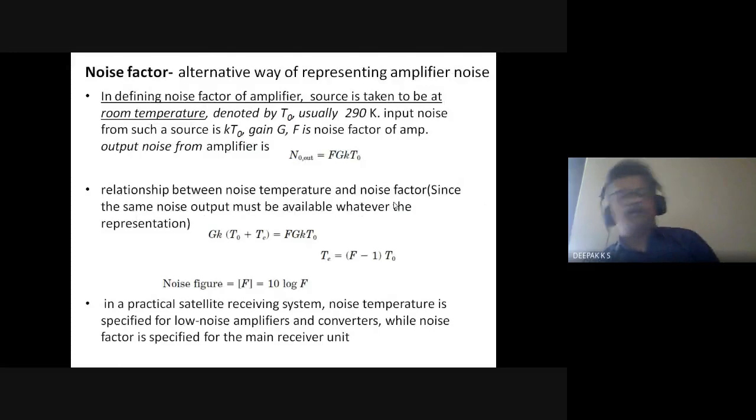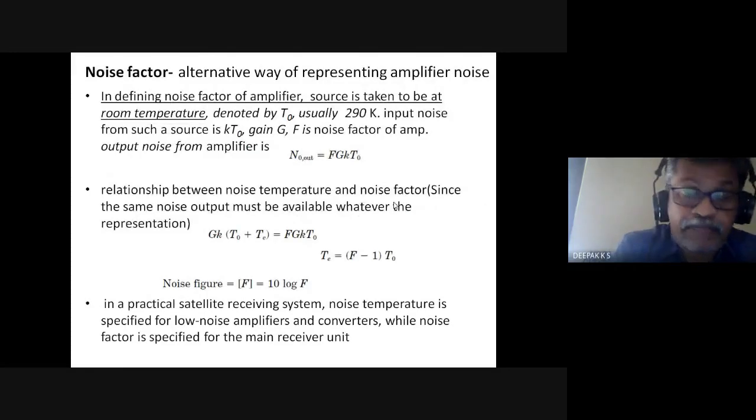So this is one way of representing noise. There's another way of representing noise. Alternative way of representing amplifier noise. In defining noise factor of amplifier, apart from this equivalent temperature, you can have a noise factor. So in defining noise factor of amplifier, source is taken to be at room temperature, denoted by T0, usually 290 Kelvin. Input noise from such a source is KT0.